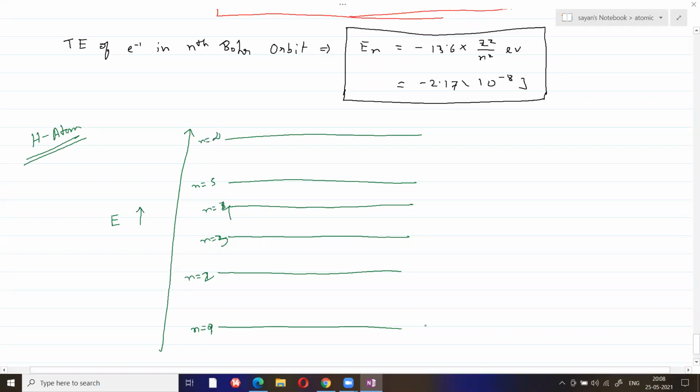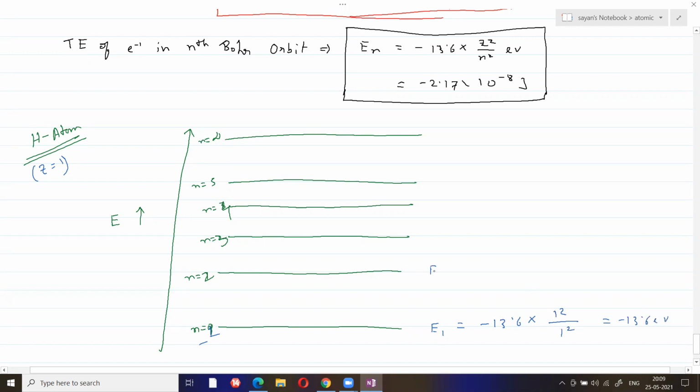Now look, in this case, just calculate the energy. How can you find it out? For the hydrogen atom, the Z value is always 1, so the Z value is fixed. 13.6, put the Z value 1, n value is 1. N value is 1 means we get minus 13.6 electron volt.